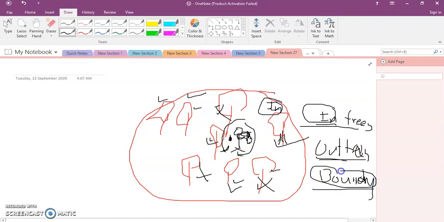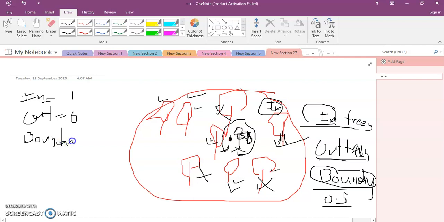Boundary trees will still be included, and a boundary tree is considered as 0.5. Now, for in trees, the value is equal to 1. The out tree is equal to 0. And the boundary is equal to 0.5.